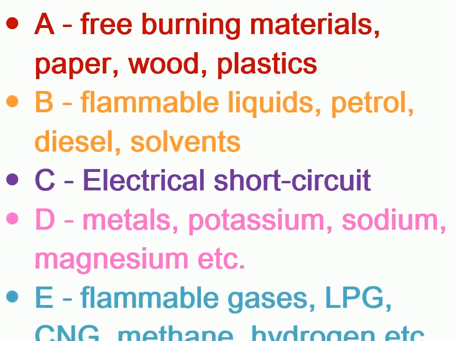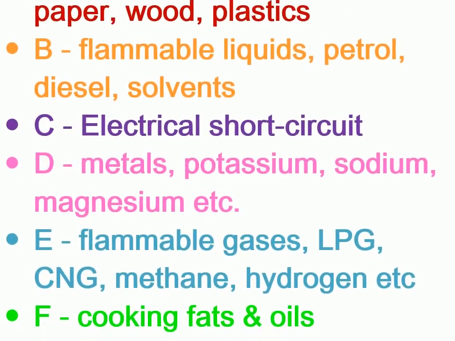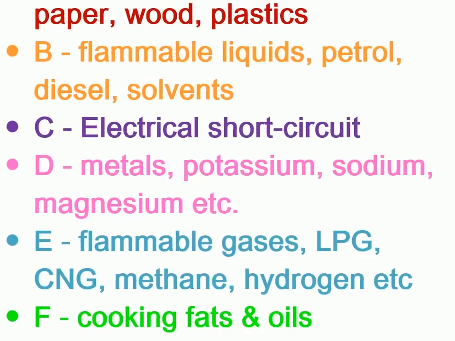Types of fire. A: free burning materials, paper, wood, plastics. B: flammable liquids, petrol, diesel, solvents. C: electrical short circuit. D: metals, potassium, sodium, magnesium, etc. E: flammable gases, LPG, CNG, methane, hydrogen, etc. F: cooking fats and oils.